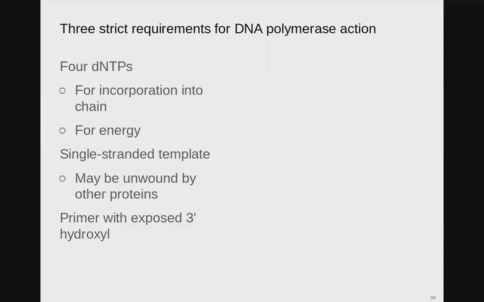Now, there are 3 strict requirements for DNA polymerase to do its thing. It needs 4 dNTPs, so deoxynucleotide triphosphates, A, T, G and C. That's all dNTPs referred to. Now, when we set up PCR last week, or when we set up PCR later in the semester, we added synthetically created dNTPs to our PCR mixture. Because why? PCR is basically just DNA replication.